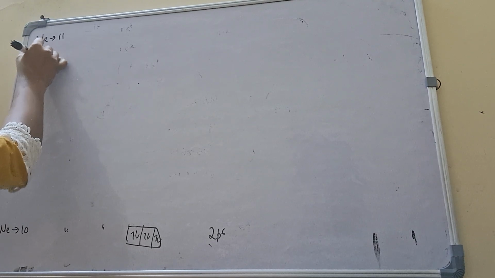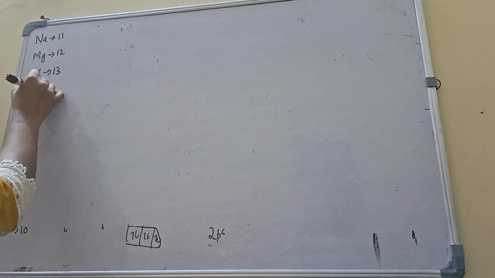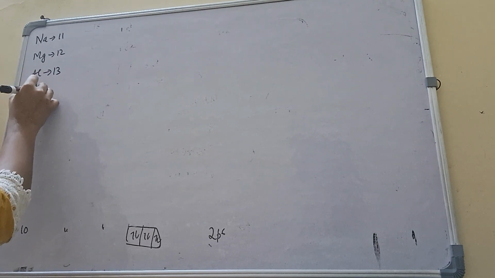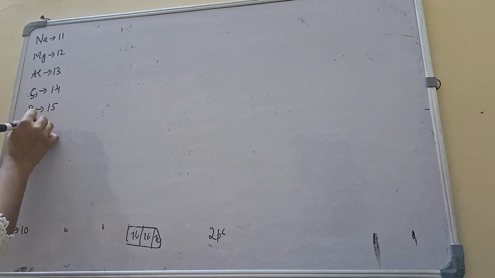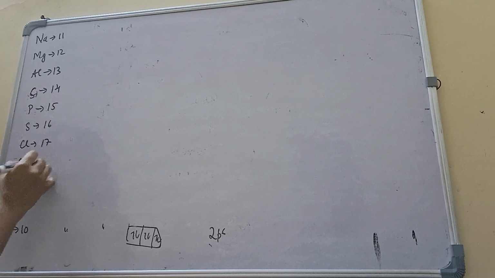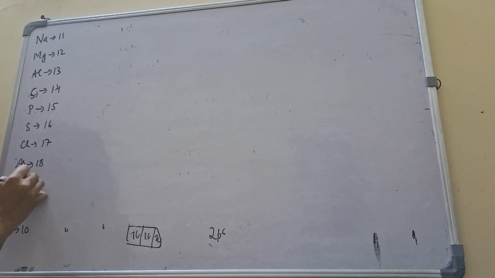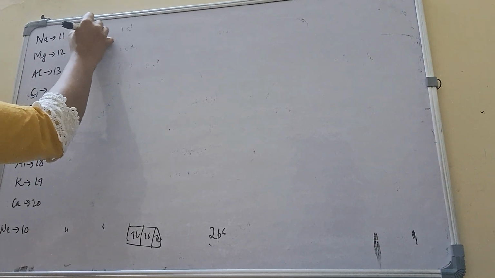Sodium is 11, magnesium is 12, aluminium is 13, silicon is 14, phosphorus is 15, sulfur is 16, chlorine is 17, argon is 18, then potassium is 19 and calcium is 20. Okay, now once you write, what will be its configuration?